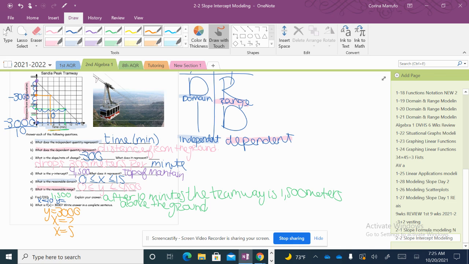Okay. Now the 5, remember, is time in minutes. So after 5 minutes, the tramway is 3,000 meters high.